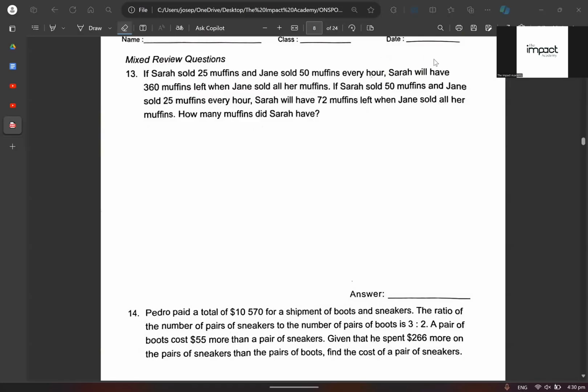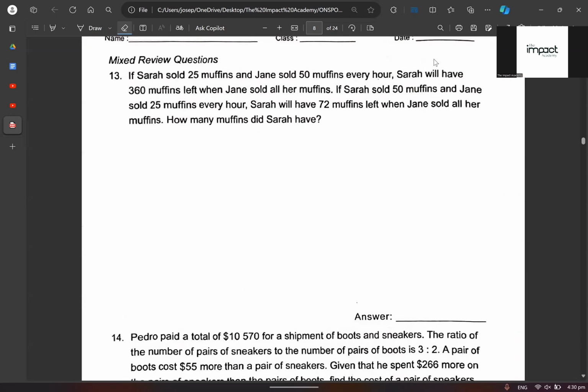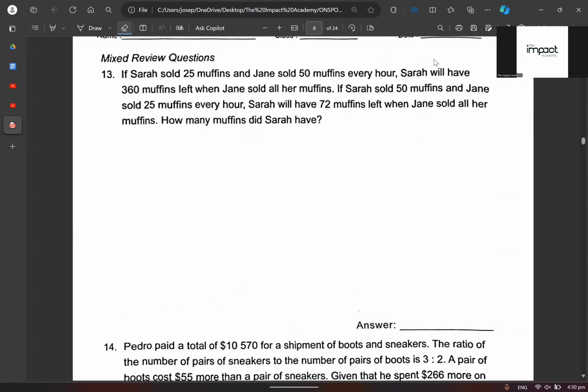Well, for question 13, it's very obvious to me that this is what we call an excess and shortage problem, or we can say this is called S1, S2.